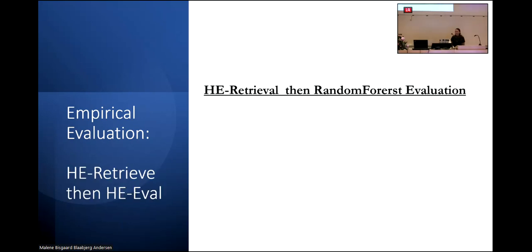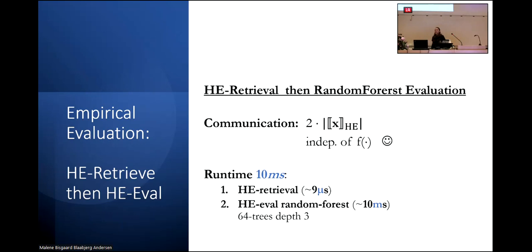And the one thing I want to say here is that the retrieval phase is negligible relative to actually computing over encrypted data. So here is an example that we did. We ran decision tree prediction on a forest of 64 trees, depth 3, and this took 10 milliseconds, and retrieval was 9 microseconds. So it's really negligible. So don't worry about retrieval.